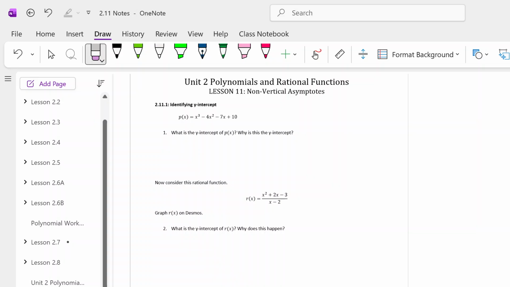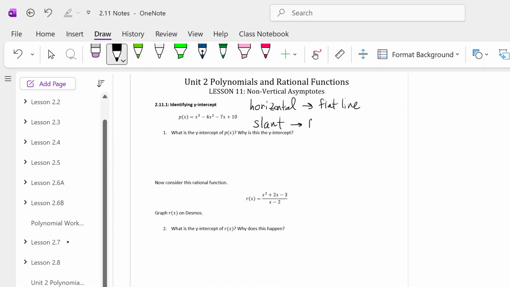Okay, so first page of 2.11 notes. We're focusing on non-vertical asymptotes. Now, there's really going to be two types that you're going to see. One is going to be horizontal, and the other you might hear referred to as slant. So horizontal asymptotes, certainly this is where we have a flat line that's going to occur at some y value.